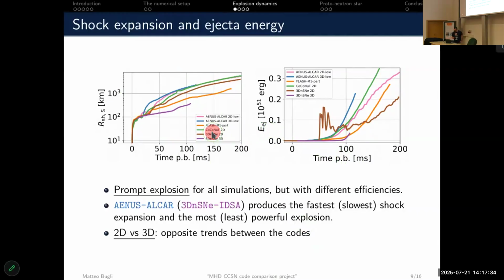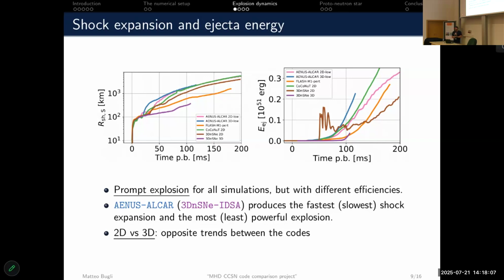Here, I don't know if you can really see the labels, but essentially we are dealing with both 2D and 3D models. The two extremes are the 3D realization with Nanonuclear, and in purple we have the 3D model of the Japanese group. So already we can see that for all models, we are triggering a prompt explosion. There isn't much stalling, but there is definitely a variance. There's definitely a quantitative deviation in terms of how efficient the explosion occurs. And that goes, of course, also for the energy.